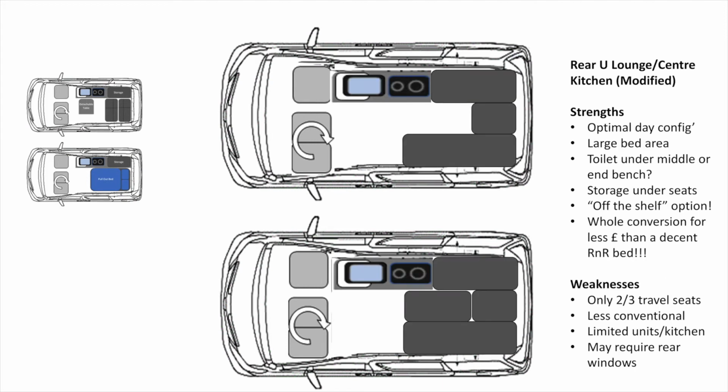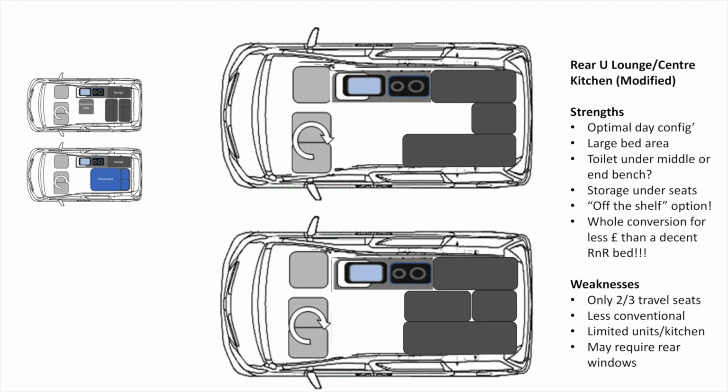So what won out for us? Well, this is what won out for us. This, what we call the kind of modified rear lounge. We liked that optimal configuration through the day. The fact that it easily converted into a large bed in a very conventional way by either folding over or by using a table with an infill cushion. There's lots and lots of storage under the seats, and we also recognised that there was an off-the-shelf option.